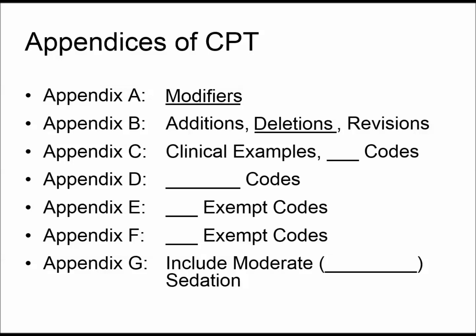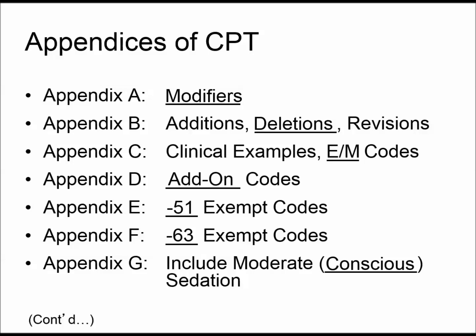Appendix C is going to give you clinical examples. That would be for E&M codes, but that's not to say that you are to use those. Those are just giving you examples to help you choose the correct code. Appendix D are your add-on codes. Appendix E is your 51 exempt codes. F is 63 exempt codes. And then G, of course, includes moderate conscious sedation.